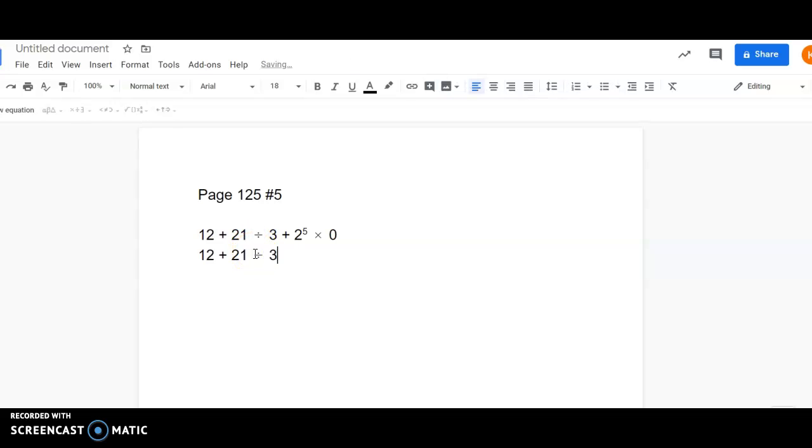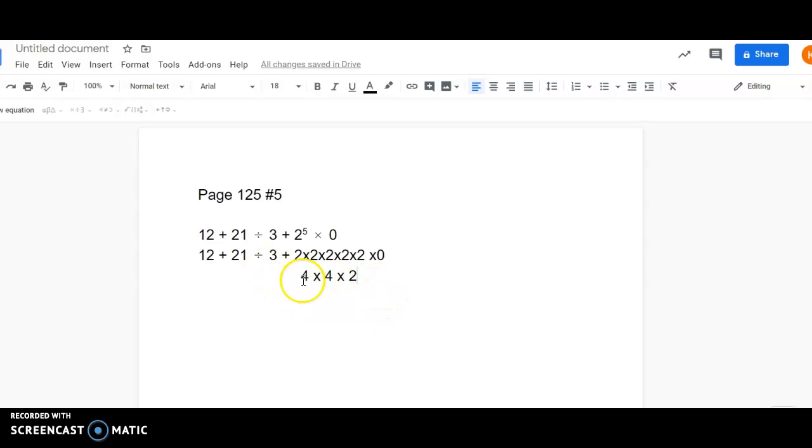divided by 3 plus, this is where I'm going to now do 2 to the 5th. 2 to the 5th means 2 times 2 times 2 times 2 times 2, or 5 2's multiplied by each other. And then I have times 0 at the end. I'm going to bump down one line so that I can show you how I would do 2 to the 5th. So when I do 2 to the 5th, I see the first one is 2 times 2. So I know 2 times 2 is 4. And then I see another 2 times 2, which I know is 4 again, times another 2.